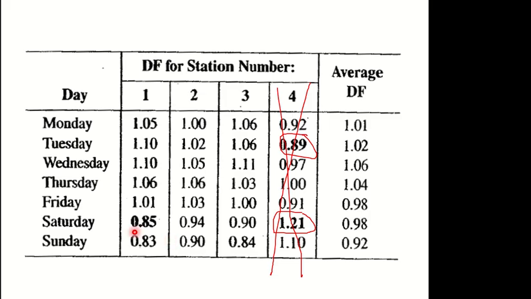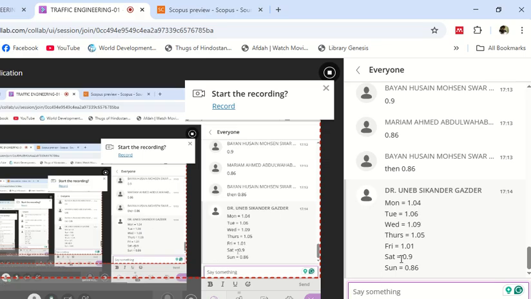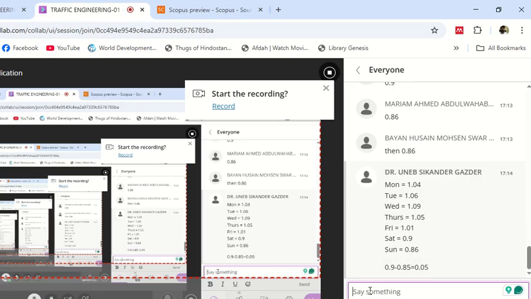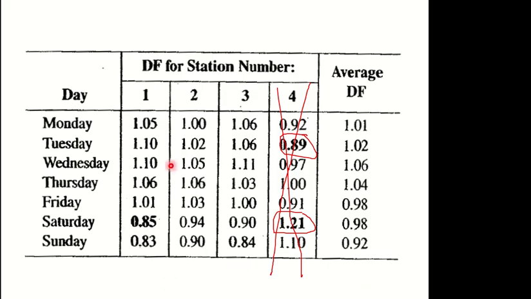So 0.85, and the average for Saturday is 0.9. I will get 0.05, so this one also fulfills the rule. That means all the values are now within the range. The next step is that in the remaining calculations, I will use average values instead of a single value for station 1, 2 and 3.